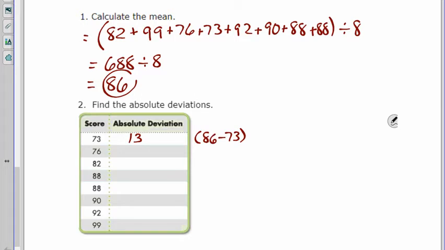Now it's below the mean, but I don't care. I'm not saying negative or positive here. For 76, I just need to do 86 minus 76. In that case, I get 10. And I could do that for all these values here, all the way down until I get them all done. Okay, so those are how far away from the mean each of her test scores were.